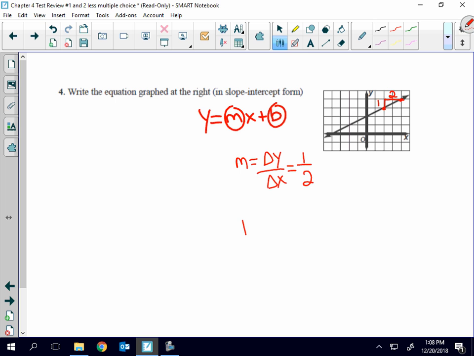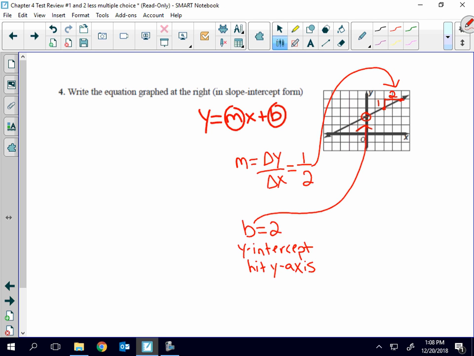Let's find b. B is the y intercept. Where does it hit the y axis? Okay, right here. It hits at 1, 2. So b is 2. Okay, I'm going to draw an arrow there in case you need to see it later. I'll draw an arrow here so you see how you got that one. All right, so we have our m, which is 1/2, our b, which is 2, and we just write it out. Y equals 1/2 x plus 2.